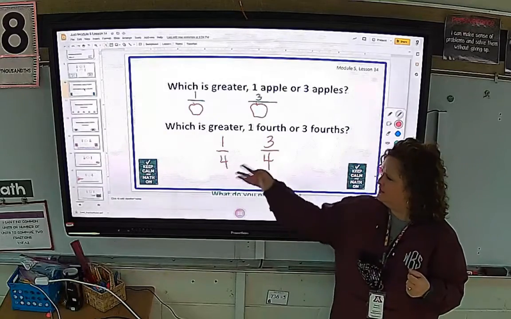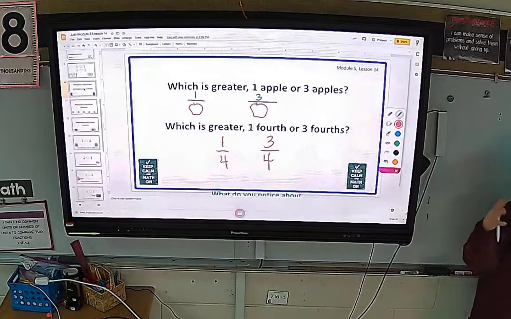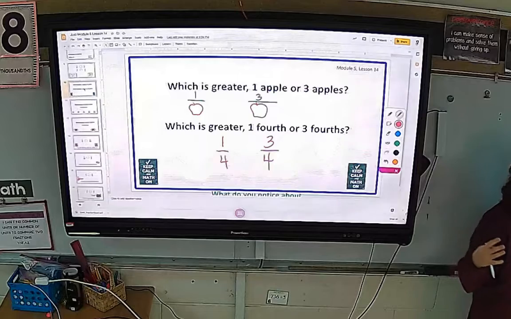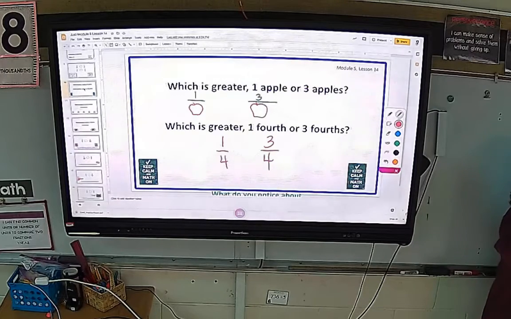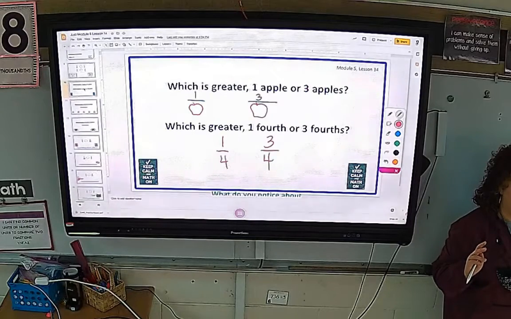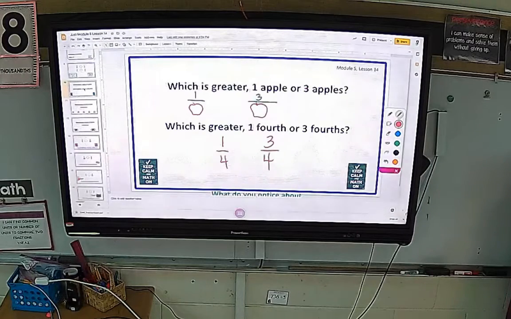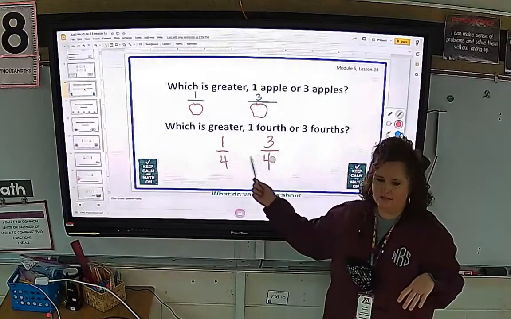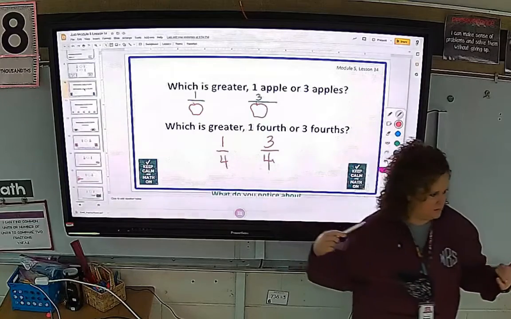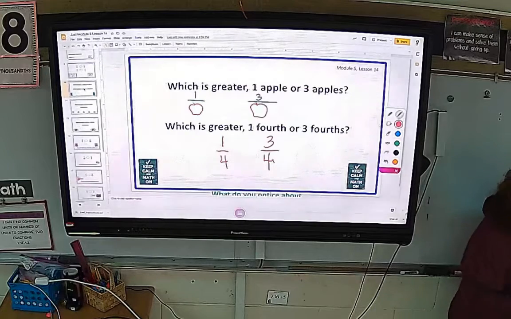If we've got the same denominator here, why is it easy to see if one piece or one fraction is larger than another? Reagan, what's your thought? Because 3 pieces is bigger than 1 piece, and they both have the same denominator, so they have the same equal pieces, so 3/4 would be bigger. So fourths are all the what? Equal. They're all equal. And so if we have the same size piece, it's a lot easier to tell which one's bigger.